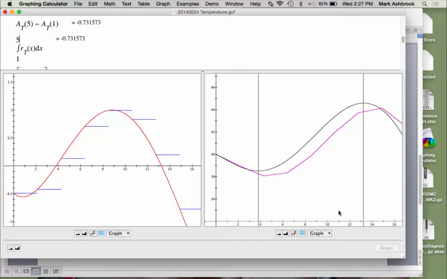Number 8 is the same as number 6, but your endpoints now are going to be 3.8 to 13.2. So you could do A sub t of 13.2 minus A sub t of 3.8 would be one way to represent that change. Or you would do the integral from 3.8 to 13.2 of R sub t.